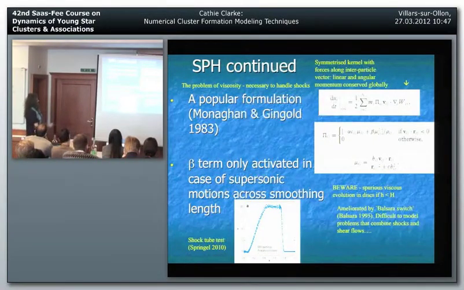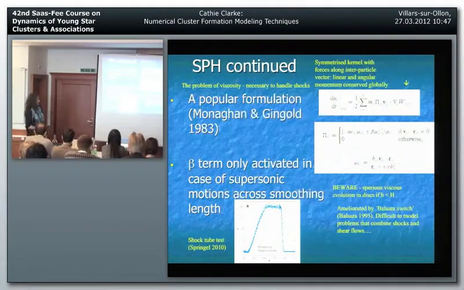Now, you're not going to be able to digest the way that it's parameterized here, but there's an important point, and that is that there are two kinds of viscosity in a standard SPH implementation. There's one that becomes important in the case that the code is detecting supersonic motions between neighbouring particles. So basically, it's this viscosity, the beta term, which is used to handle shocks. And here's an example of a one-dimensional shock tube showing fair agreement with the analytic solution.